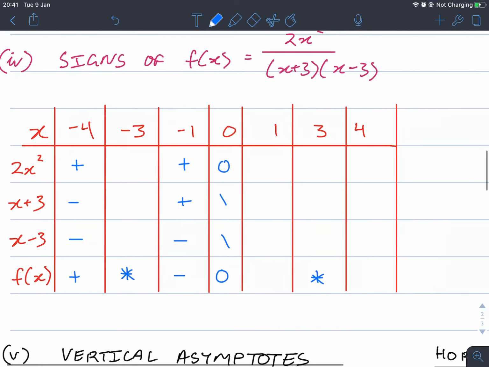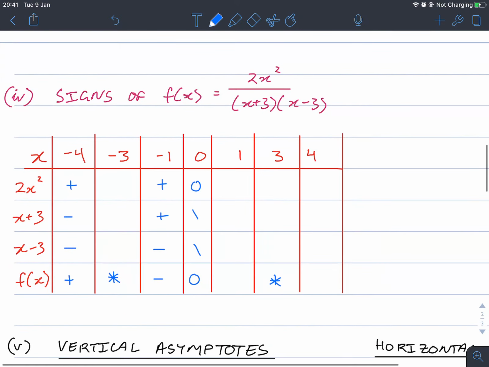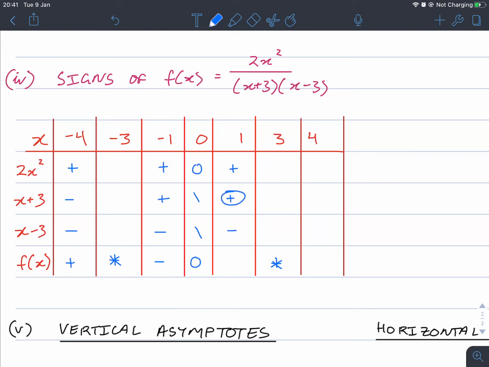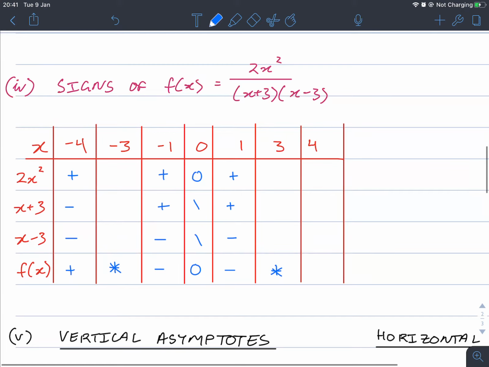Now let's test once again for positive 1. 2 times 1 squared is positive. Substituting a positive here, 1 plus 3, is positive. And 1 take away 3 is going to be negative. Looking at all these factors, positive times negative is going to be a negative value. We don't know what happens here, so we're not going to test it.